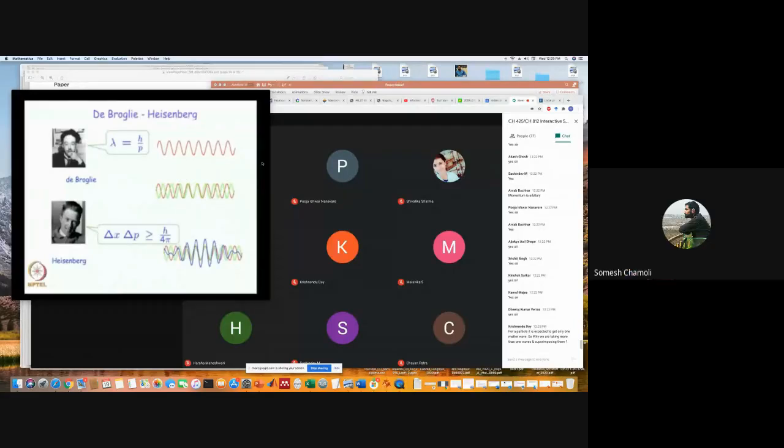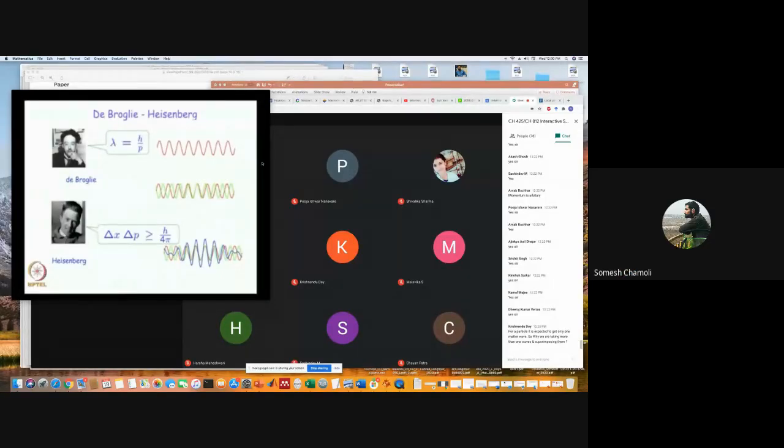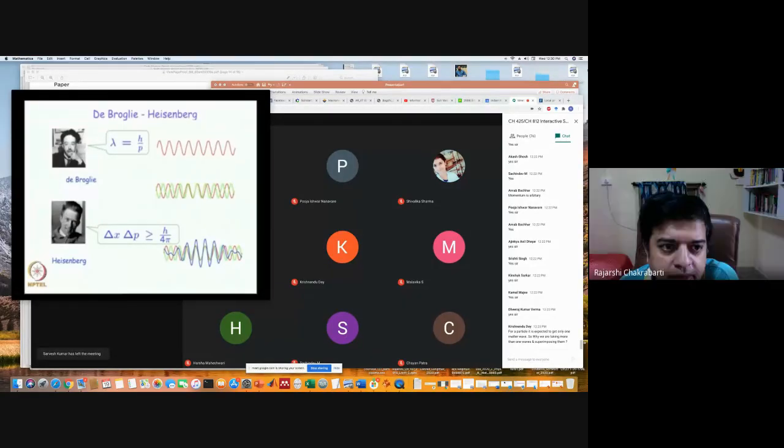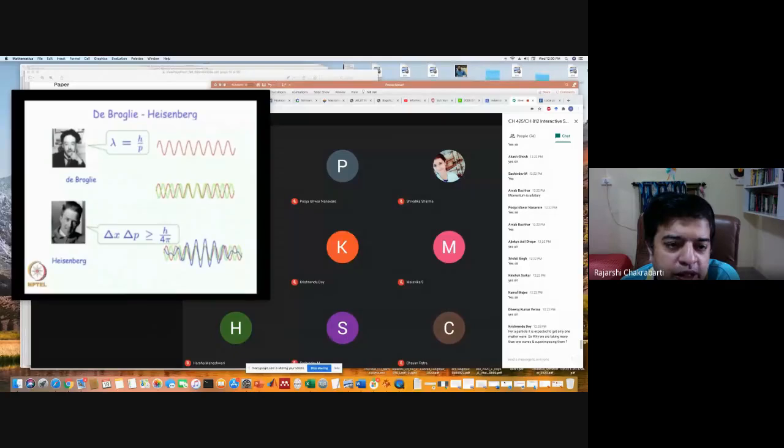Sir, I have a question. When we draw the wave function for the wavelength, considering it as an electron, we concluded that if the uncertainty in momentum is less, then the uncertainty in position will be more, and vice versa. So can we relate it with the conclusion that if uncertainty in position is more, then it will behave as a wave? No, not like that.